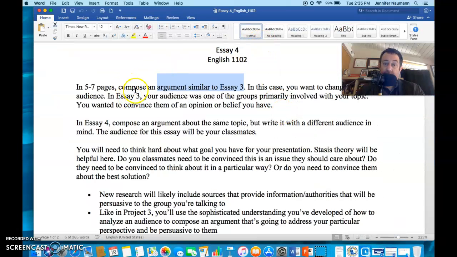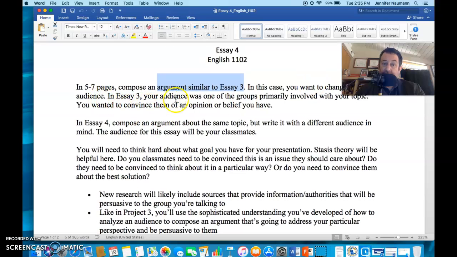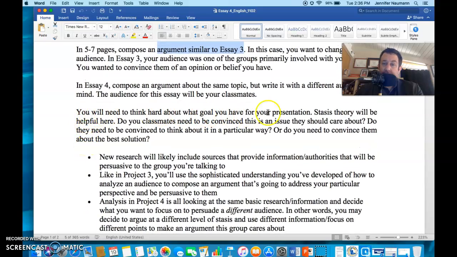Essay 4, in this case, we're going to change the audience. In essay 3, the audience was one of the groups that was involved in the topic. You wanted to convince them of an opinion or belief you have about the topic, right? In essay 4, you want to compose an argument about the same topic, but you're going to gear this essay towards a different audience, in this case, your classmates. So think about how you want to present the essay. We're going to go ahead and take a look at stasis theory in a minute.